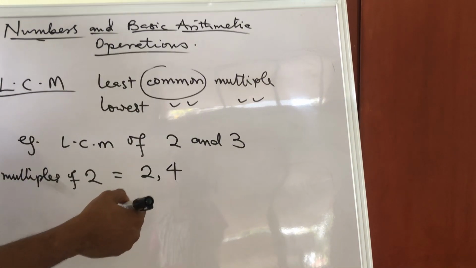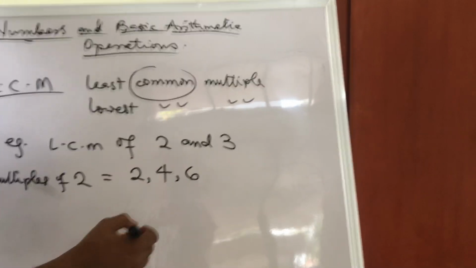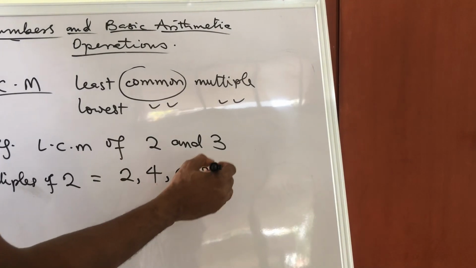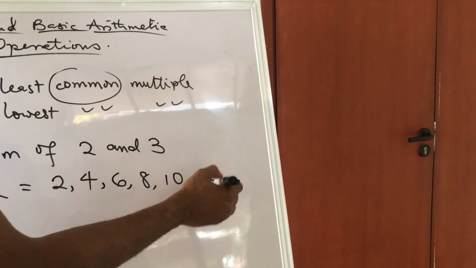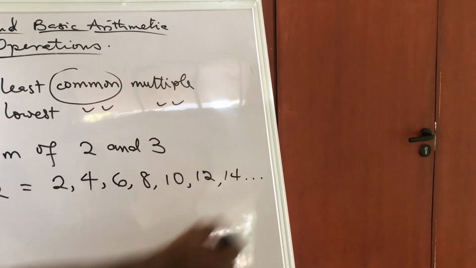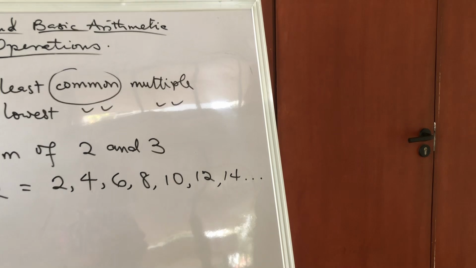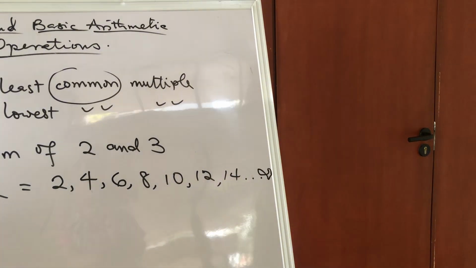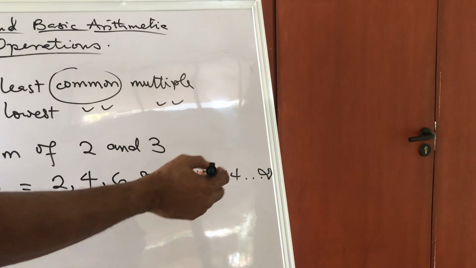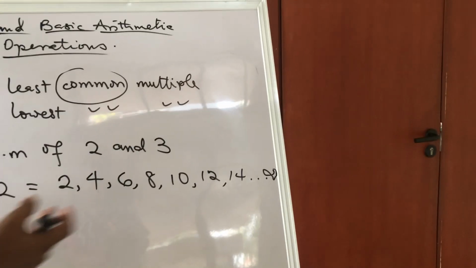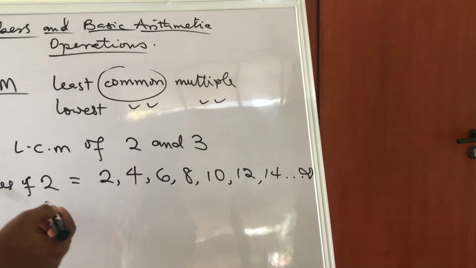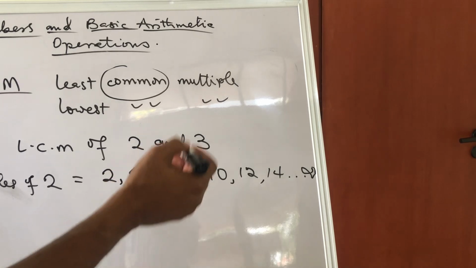The next multiple of 2 is 4. The next is 6, the next is 8, the next is 10, and so on, 12, 14, and so on and so forth till infinity. The symbol for infinity is an 8 that is lying down. So you have 2, 4, 6, 8, 10, 12, 14. These are all multiples of 2.